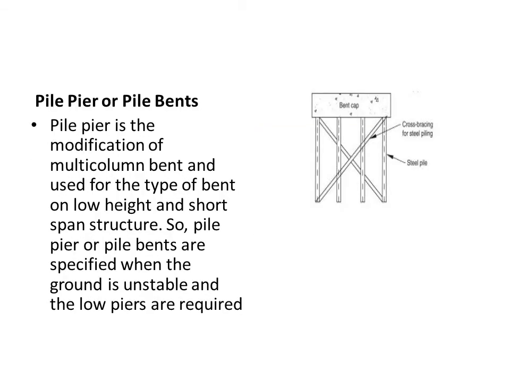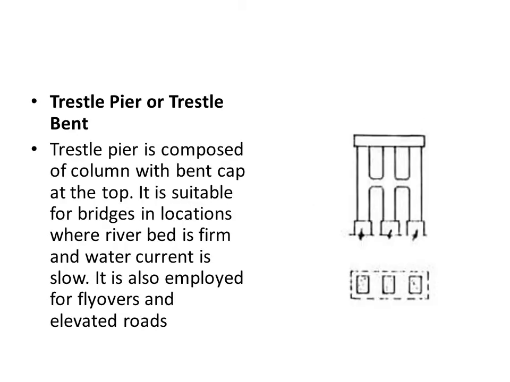Second one is the pile pier. Second type of the open pier is the pile pier, and another name is the pile bent. Pile bent is nothing but the modification of the multi-column bent, and it is used for low height and short span structures. As you can see in the figure of the pile pier or pile bent.